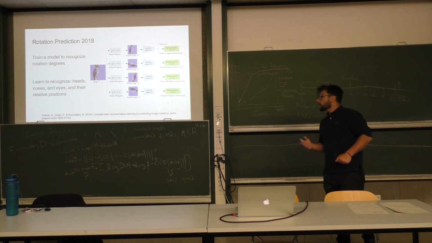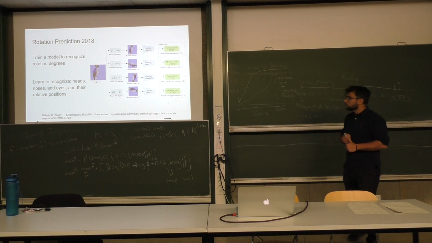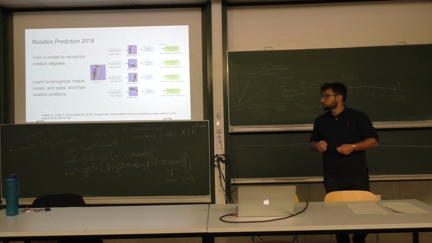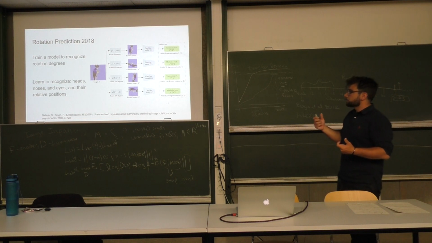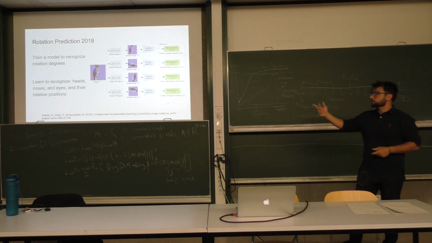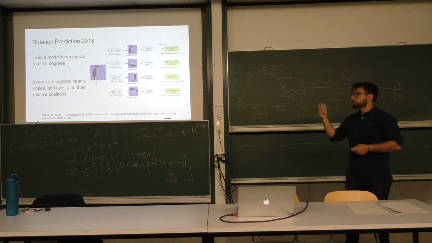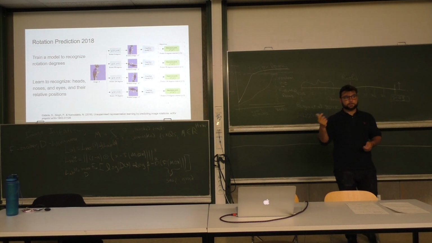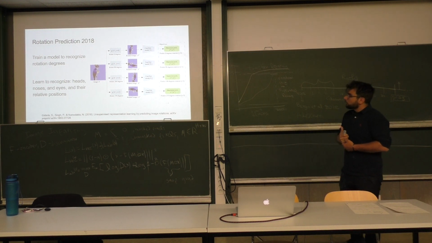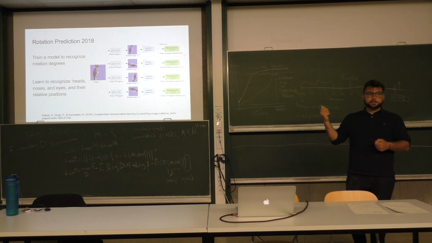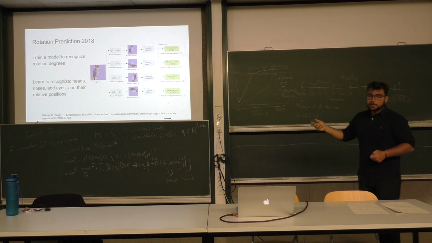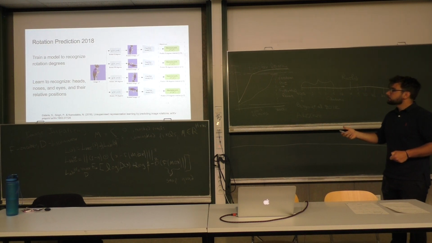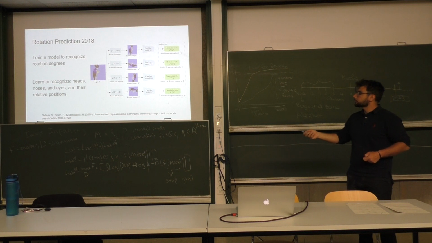The principle, as argued in this paper from 2018, is that by learning the rotation, you learn more high-level features or high-level objects, as I'm writing here: heads, noses, eyes of the object, but also their relative positions, because they are also rotated. Any questions regarding rotation prediction? No? I find it quite an easy exercise. I hope you will find it doable.